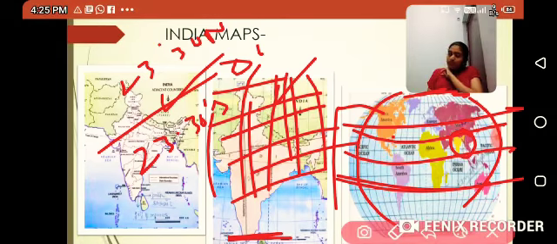These longitudes are many and many, but the main longitude is the 0 degree longitude. This is known as the prime meridian, and it divides the world into two hemispheres. One is the eastern hemisphere, the other one is the western hemisphere, and according to the 0 degree longitude India lies in the eastern hemisphere, and according to the 0 degree latitude it lies in the northern hemisphere. So India is in the northeastern hemisphere. Fine.